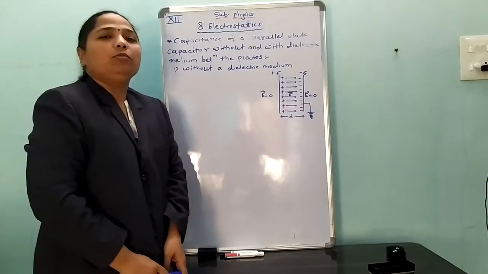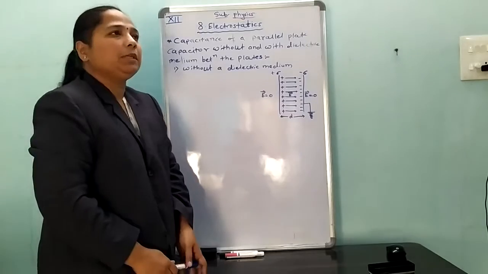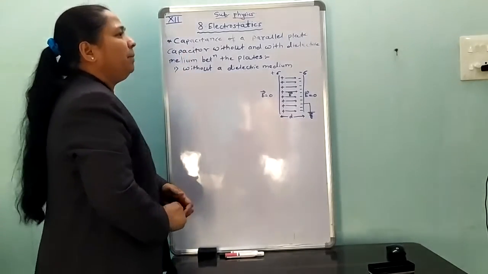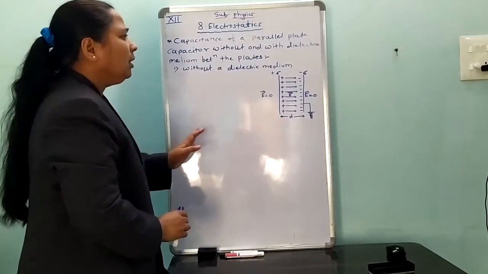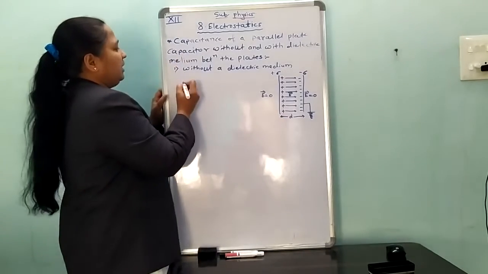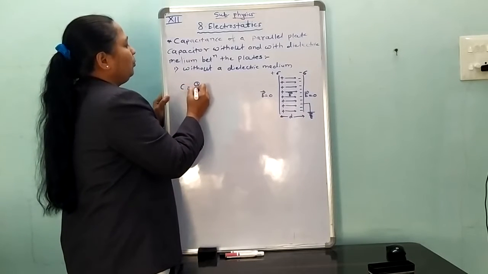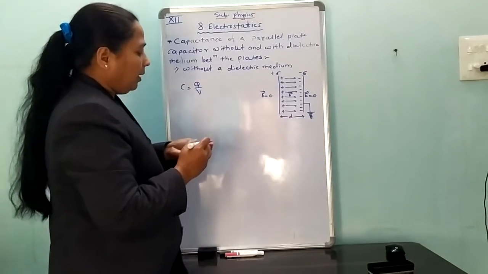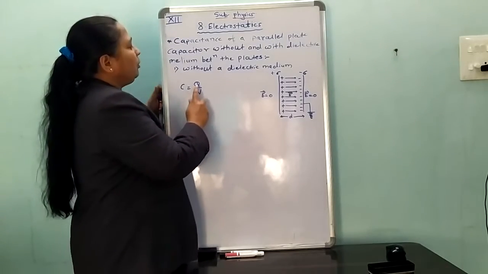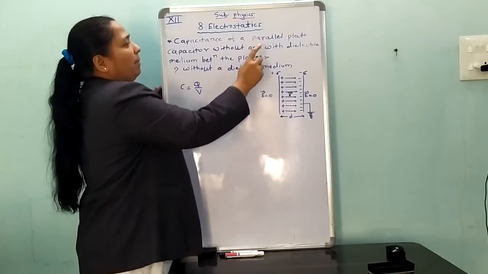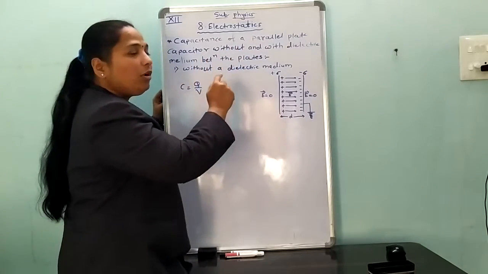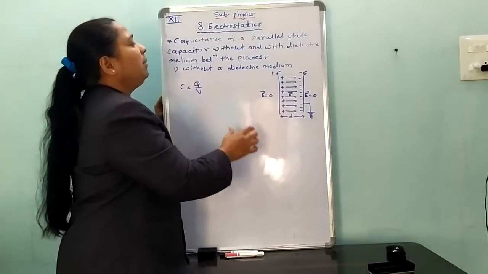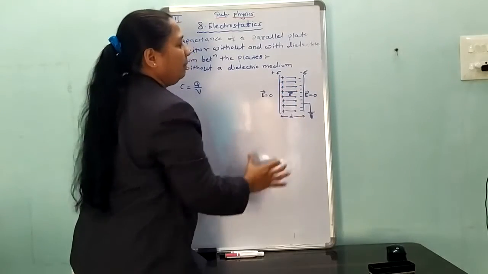Dear student, in the previous lecture we learned about the capacitance of the parallel plate capacitor. C is equal to Q upon V. Here we calculate the capacitance, C is equal to Q upon V, of a parallel plate capacitor without a dielectric and with a dielectric medium kept between the two parallel plates.